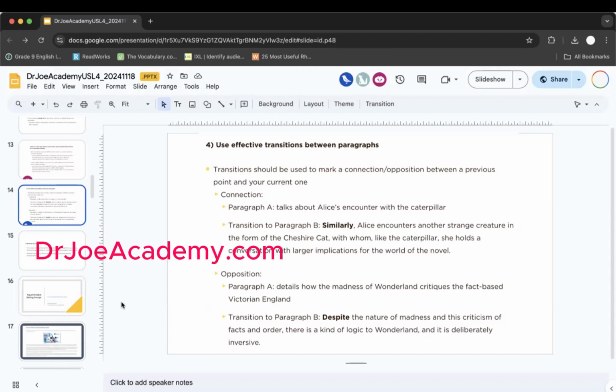Opposition. The details of how the madness of Wonderland critiques the fact-based Victorian England. Despite the nature of madness and criticism of facts and order, there's a kind of logic to Wonderland, and it is deliberately inversive.